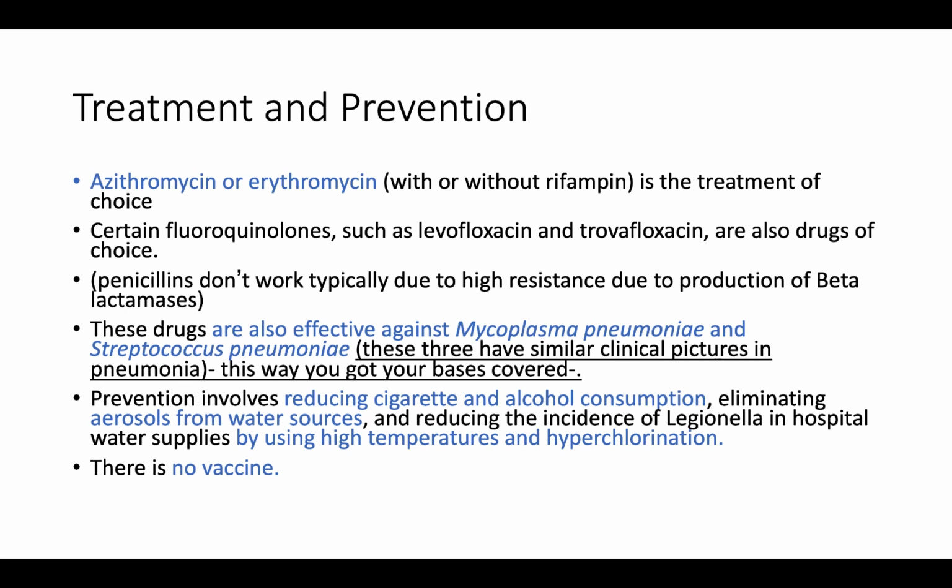Penicillins typically don't work due to the high resistance of these organisms. These drugs are also effective against Mycoplasma. So you cover Mycoplasma, you cover Streptococcus pneumoniae, and then you cover Legionella. That's why azithromycin is very famous and very popular for these kinds of cases. Prevention involves reducing cigarette and alcohol consumption, eliminating aerosols from water, cleaning the water supply, chlorination, temperatures for example, and there is no vaccine for this.